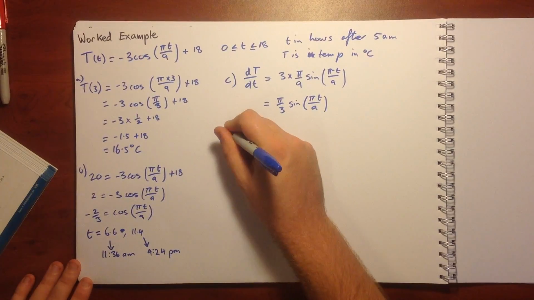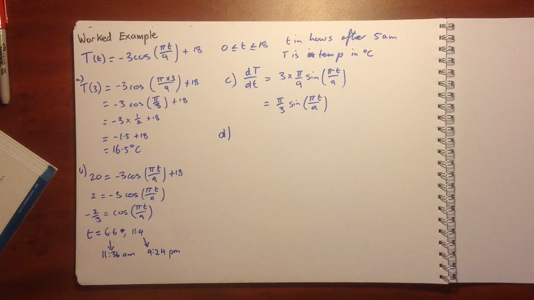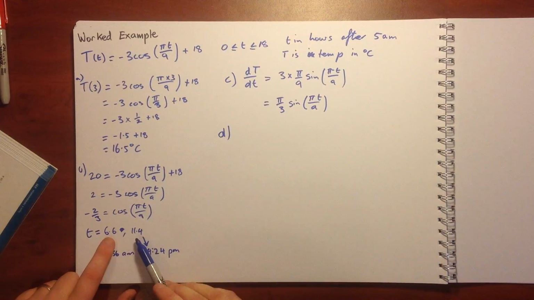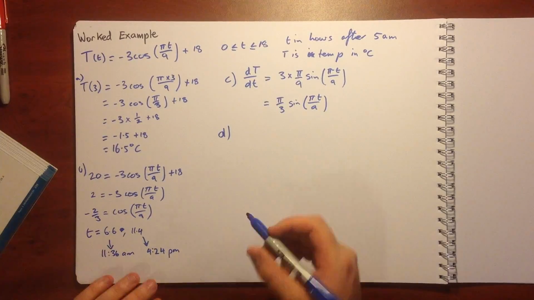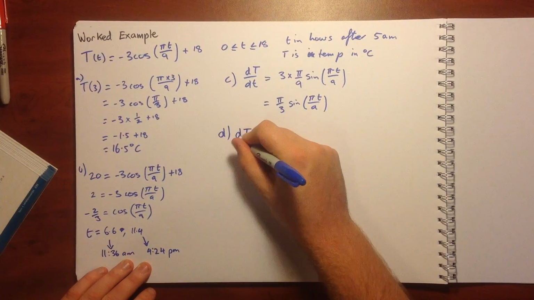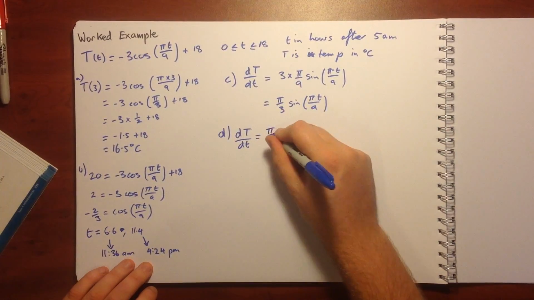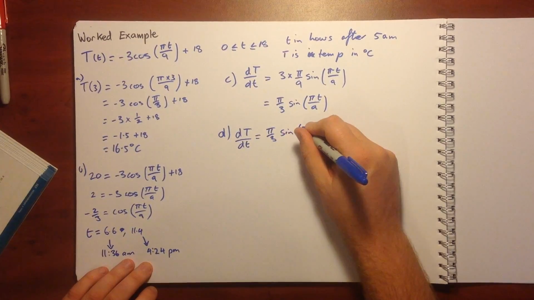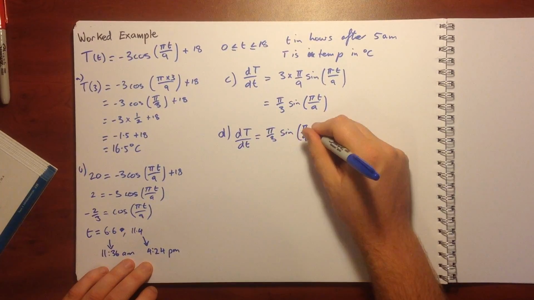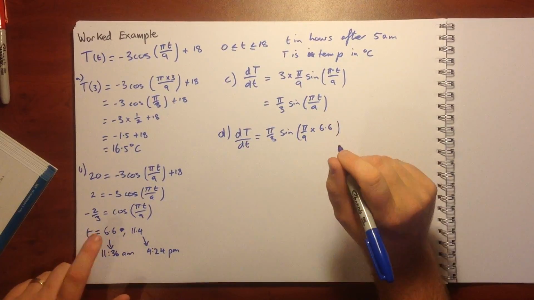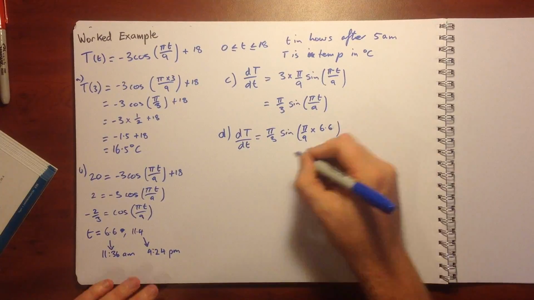And part D is, what is the rate of change of temperature at the times found in part B, correct to 2 decimal places. So what we're saying is we want the rate of change in temperature at the 2 times that we found earlier. So we need to go dT/dt equals pi on 3 sine of pi on 9 times our 6.6. We need to use our value there for t that we had.